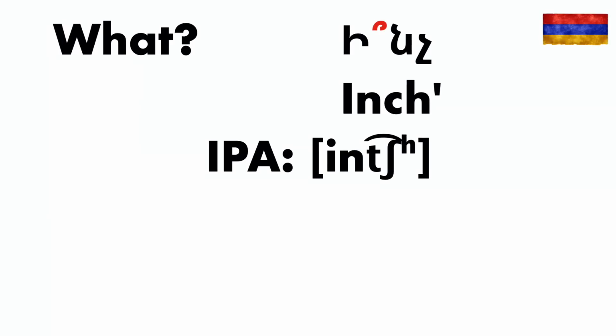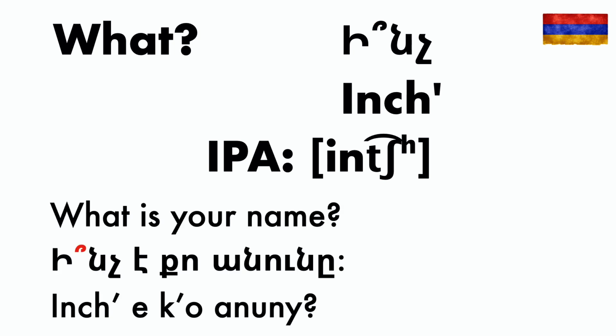Now let us go on with the next question word, what. What in Armenian is ինչ. An example of a whole question would be, what is your name? The same in Armenian is ինչ է քո անունը.